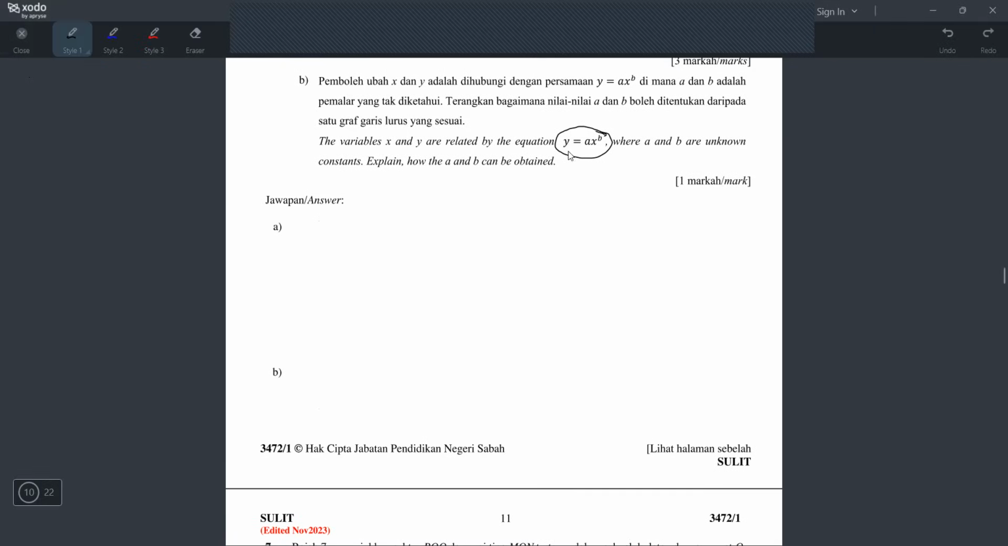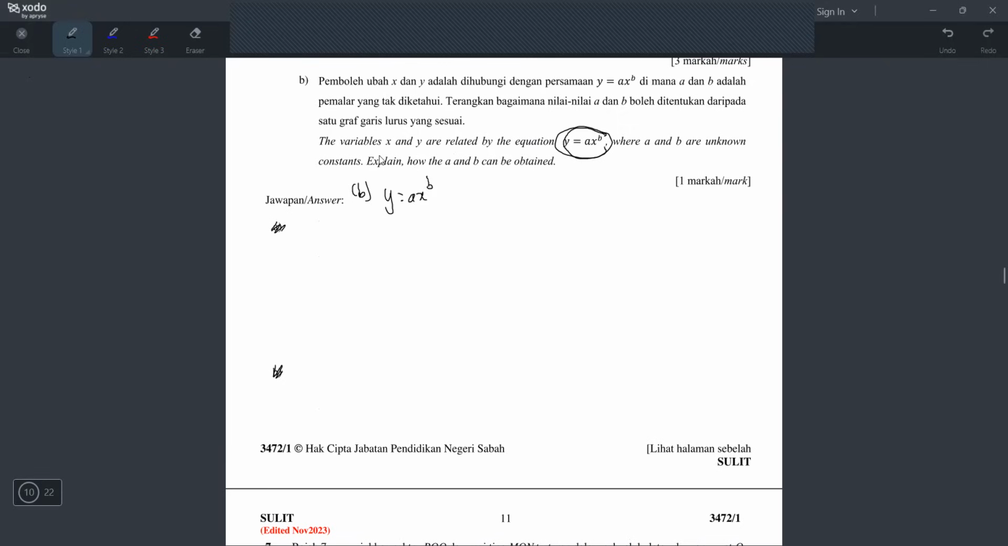Okay, this is the equation, where a and b are unknown constants. Explain how the a and b can be obtained. So I'm doing B question now. How can we find my a and b? Well, it's the same step. For linear law, it's always the same. Change to linear form. So y equals a x power b. This is not linear form.